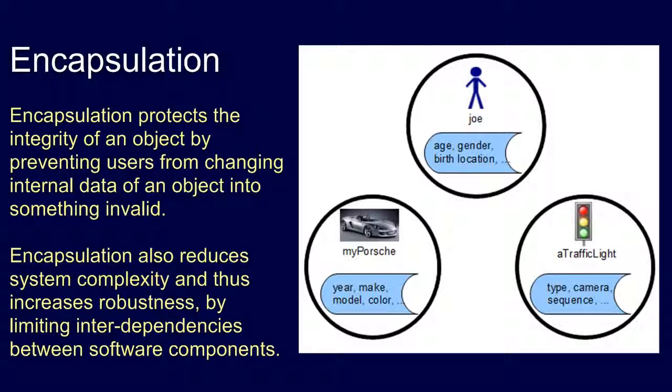Encapsulation also protects the integrity of an object by preventing users from changing internal data of an object into something invalid. Encapsulation also reduces system complexity and thus increases robustness, by limiting interdependencies between software components.